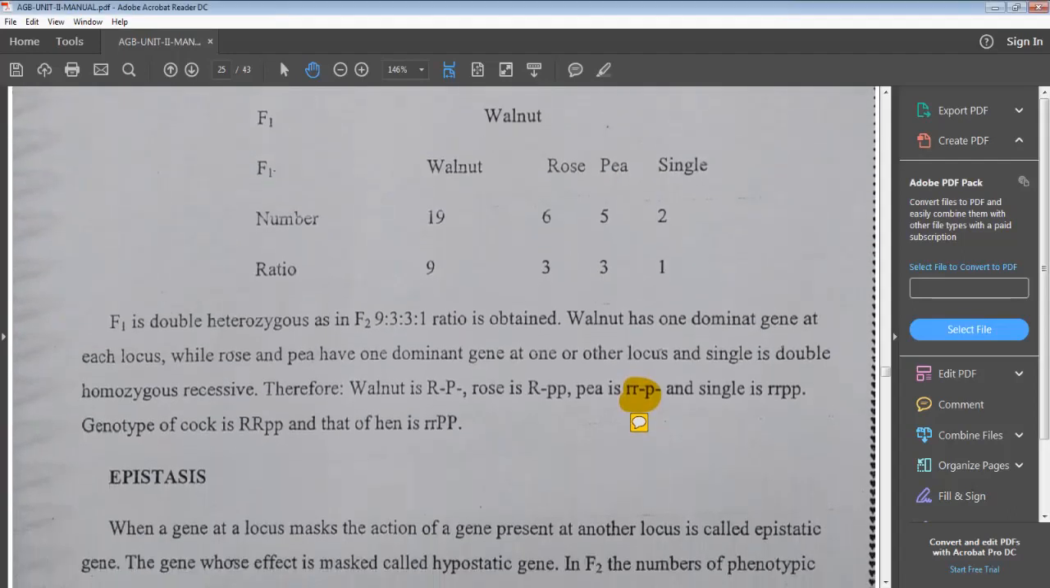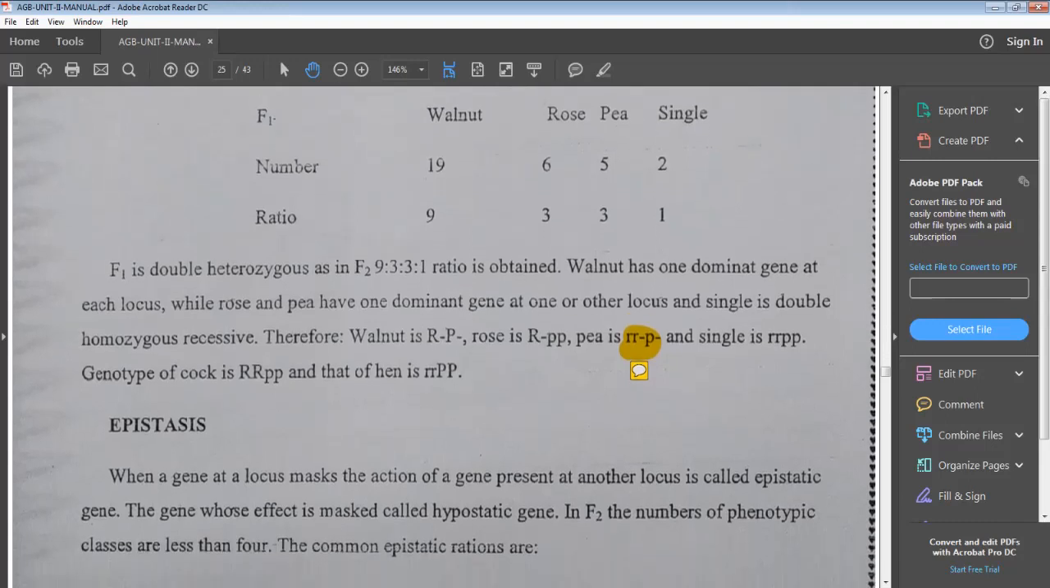The F1 is double heterozygous, as in F2 the 9:3:3:1 ratio is obtained. Okay, F1 is double heterozygous. We know that it is having capital R, small r, capital P, small p. So that particular individual is having heterozygous condition on both the genes. Walnut has one dominant gene at each locus, we know one capital R, one capital P. Okay, he is having one dominant gene at both the locus.